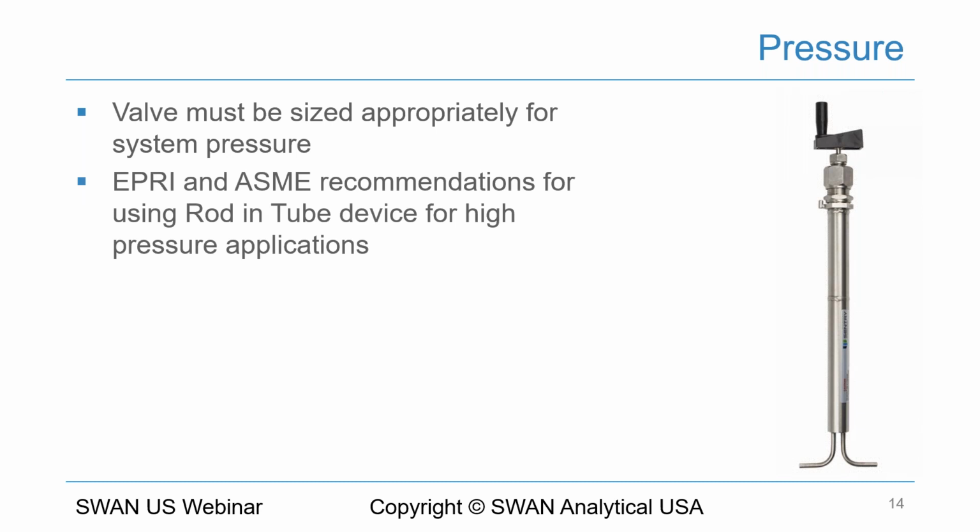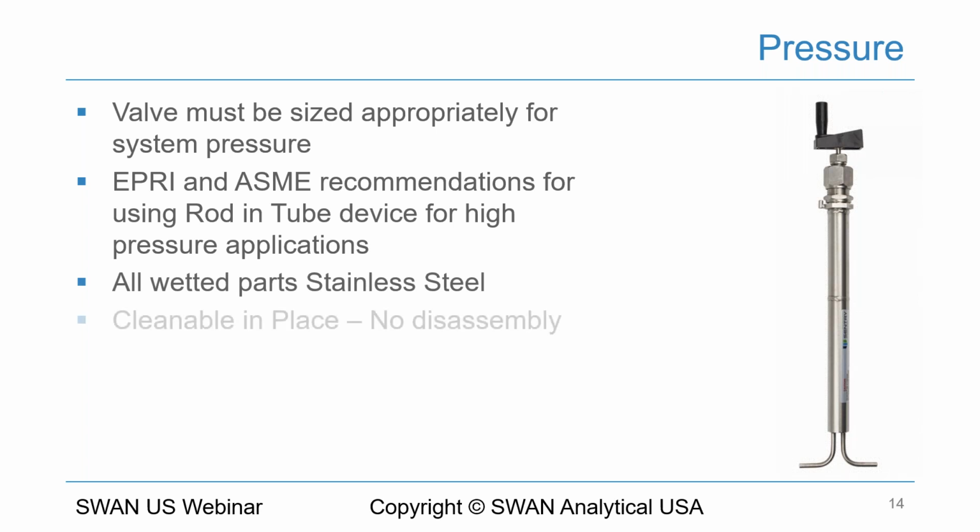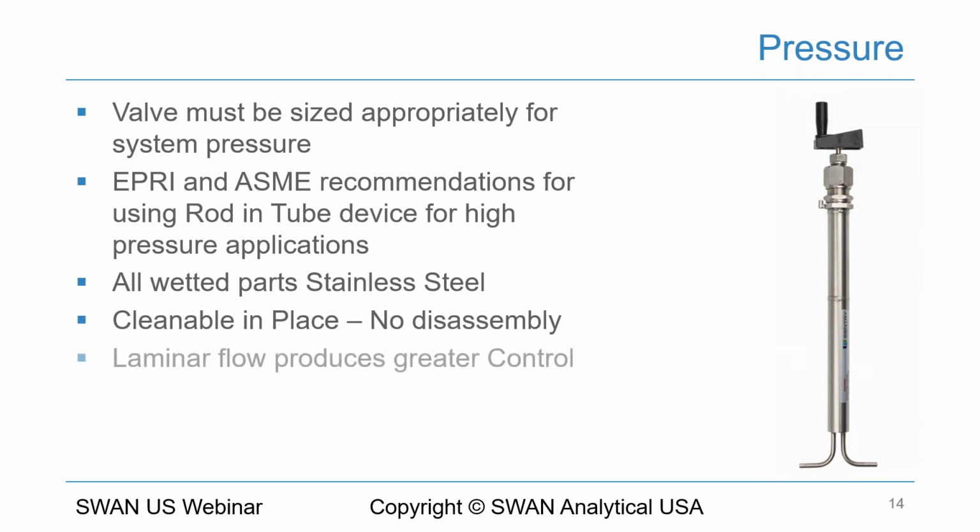We design around the EPRI and ASME recommendations, and we use rod and tube devices for high pressure applications. All the wetted parts are stainless steel, and the high pressure units are cleanable in place, so there is no disassembly required in order to clean the valve, even in high pressure applications. It also gives us a laminar flow, which gives us much greater control across the wide variety of pressure drops that we design for. And it eliminates erosion and plugging.